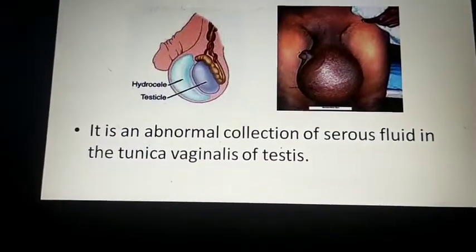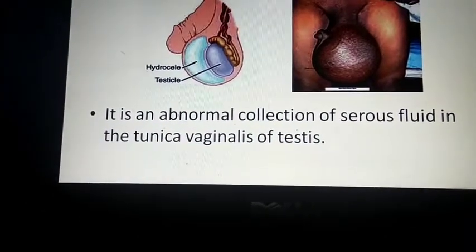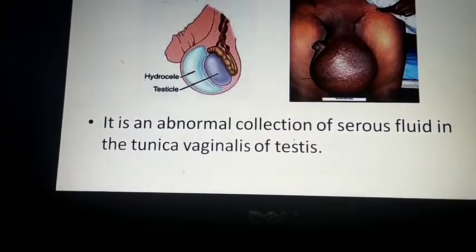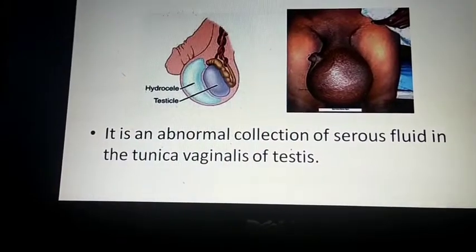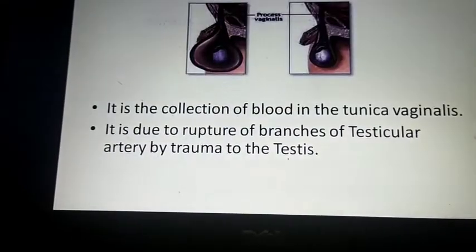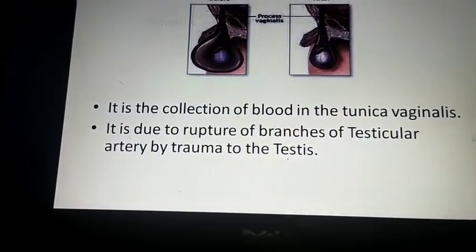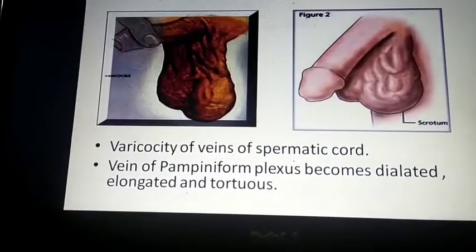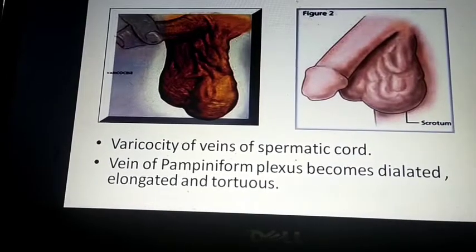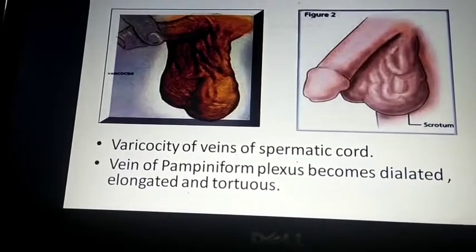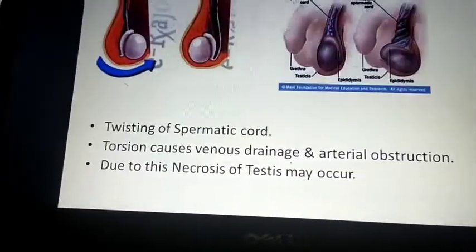Then diseases related to the testis. Hydrocele means a collection of fluid in the tunica vaginalis of the testis, between the parietal and visceral layers; there is an abnormal collection of serous fluid. There are 2 types, primary and secondary. Then hematocele means a collection of blood in the tunica vaginalis. Then varicocele means varicosity of the veins of the spermatic cord, mainly the veins of the pampiniform plexus, which become dilated, elongated and tortuous.